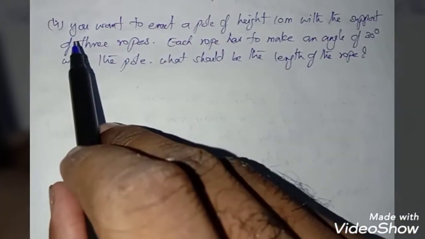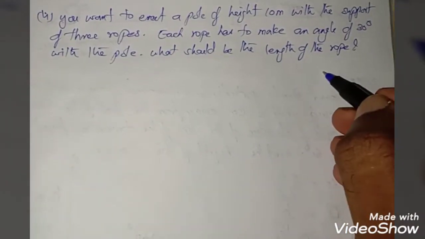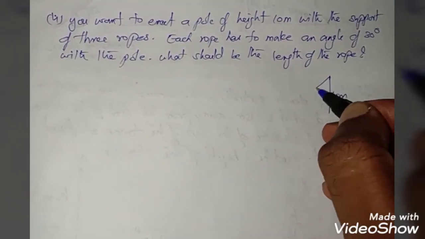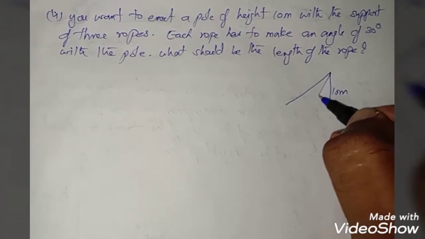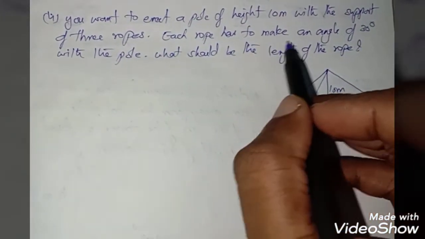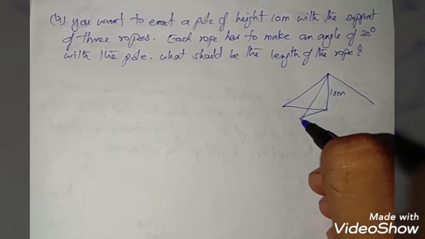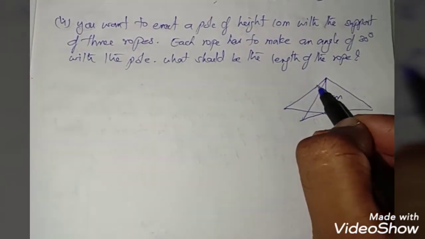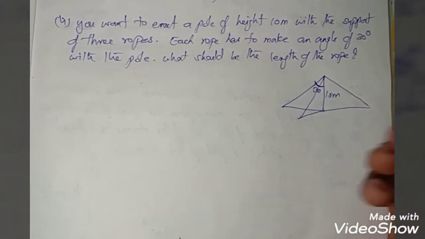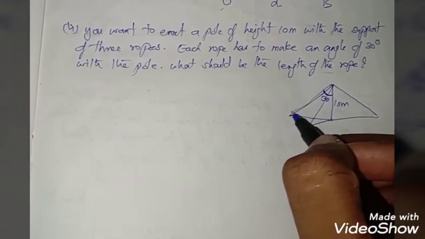Okay, so now coming to the next question is, you want to erect a pole of height 10 meter with the support of 3 ropes. So here if you want to make a stand of a pole of 10 meter, we need 3 ropes to make it stand, right? Now if each rope has to make an angle of 30 degree with the pole, so each rope makes an angle of 30 degree with the pole, not from the ground, right? So here we have 30 degree, and here you need to find what should be the length of the rope. So you have to find the length of the rope.